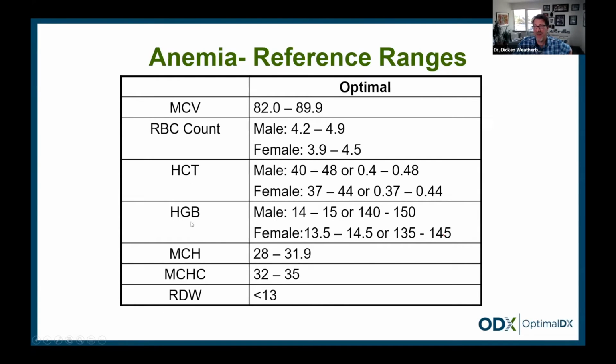So for that $2, you're getting a great window into whether or not your patients are anemic. And then we can also get a gauge of whether they're trending towards the microcytic type, where their MCV levels are low, which would be synonymous with an iron deficiency, or the macrocytic, which would be above 89.9, which would be trending towards a B12 deficiency.